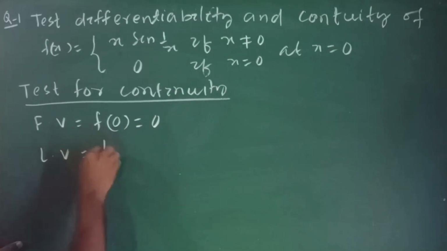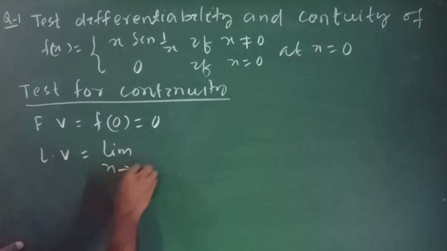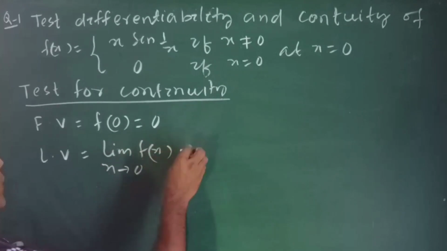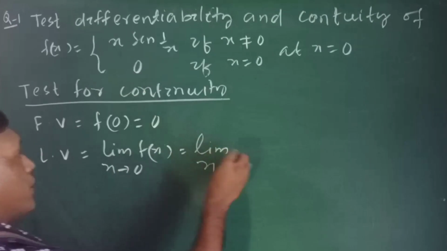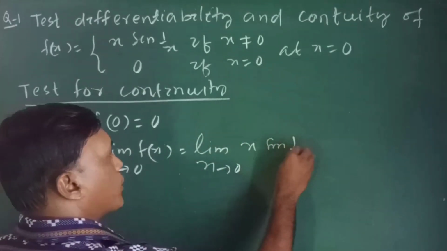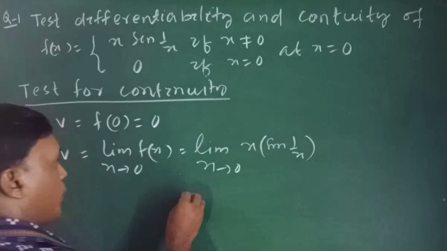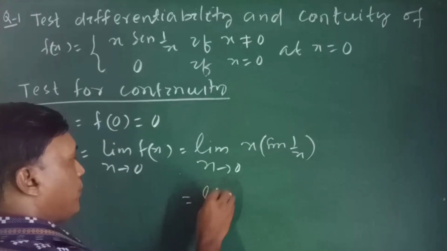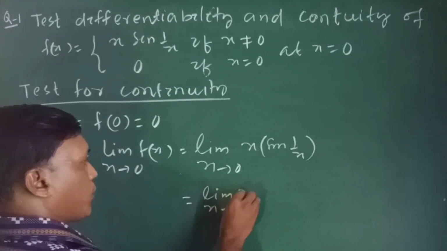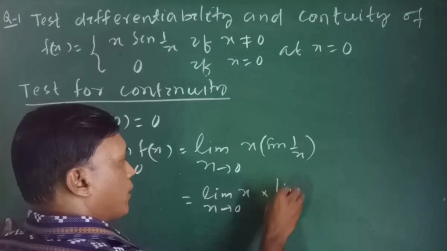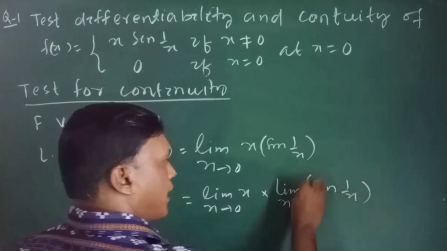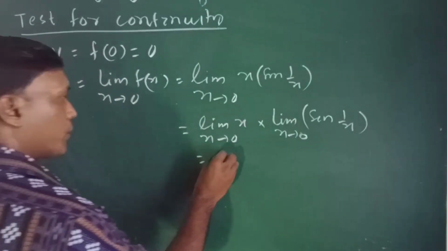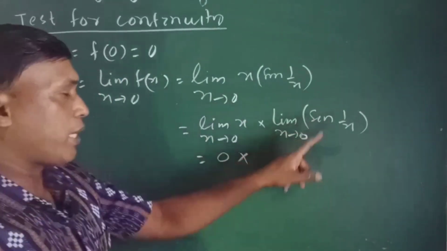Then is limiting value. Limiting value means limit x tends to 0 of f of x. This is equal to limit x tends to 0 f of x is here x into sin 1 by x, which is equal to limit x tends to 0 of x into limit x tends to 0 of sin 1 by x, and put x is equal to 0. This is 0 into this value.